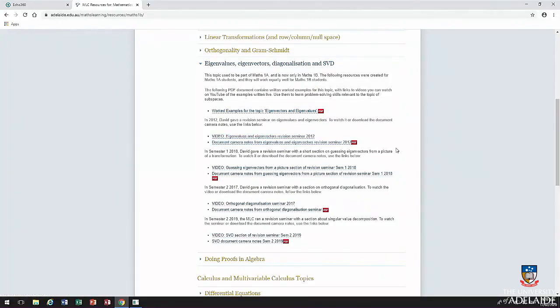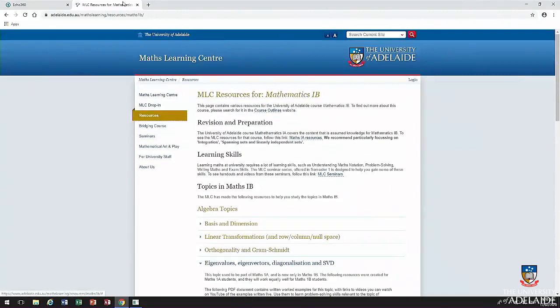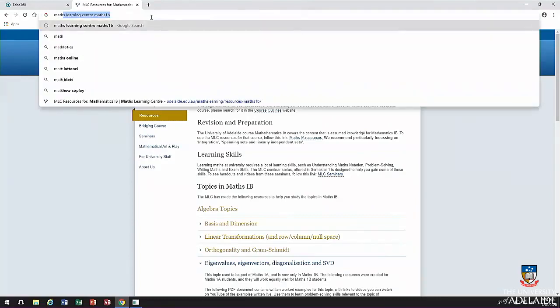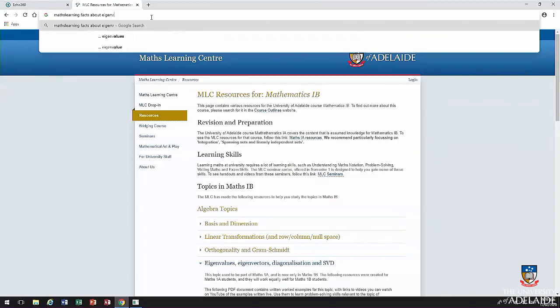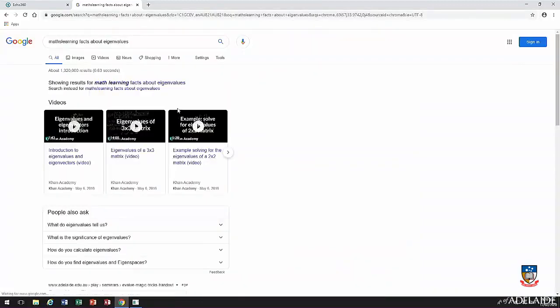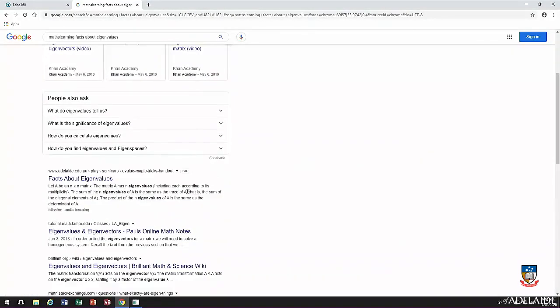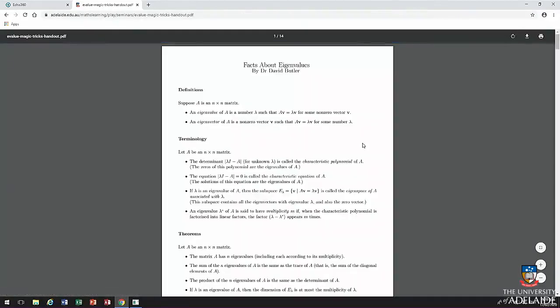Okay, so I have a handout on the Maths Learning Centre website, actually. I really should put it here. I thought it was here. I better move it then. Okay. Sorry, I will try and remember to put it on the Maths 1B page. I'm sorry it's not there.